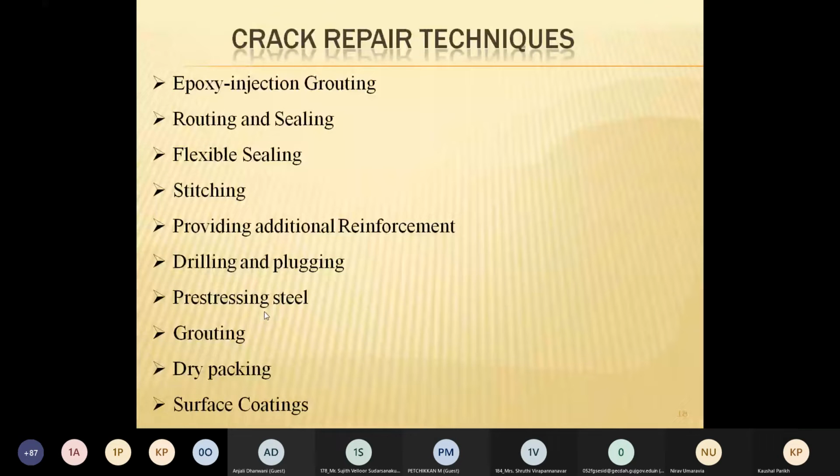Crack repair techniques: we have to understand them in slightly more detail. The first one is epoxy injection grouting, which is one of the crack repair techniques. The second one is routing and sealing, flexible sealing, stitching. The next are providing additional reinforcement, drilling and plugging, prestressing steel, grouting, dry packing, and surface coating.